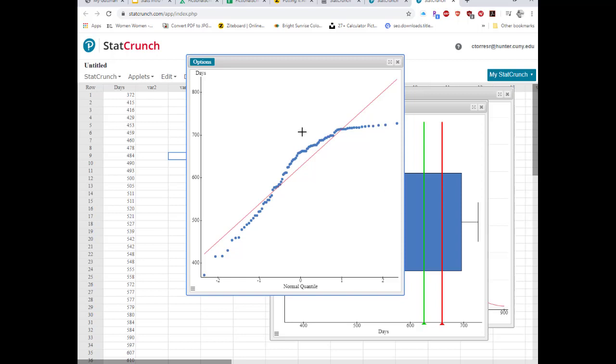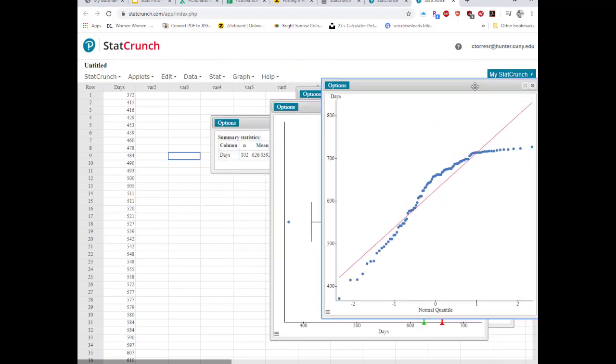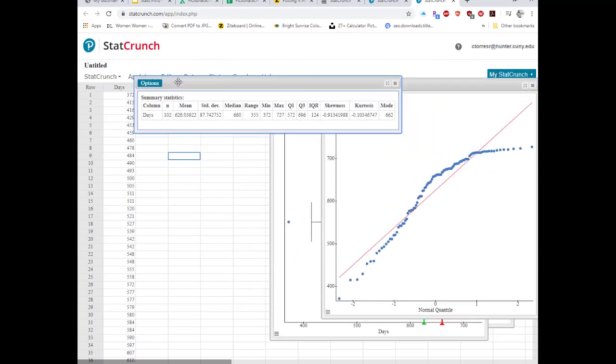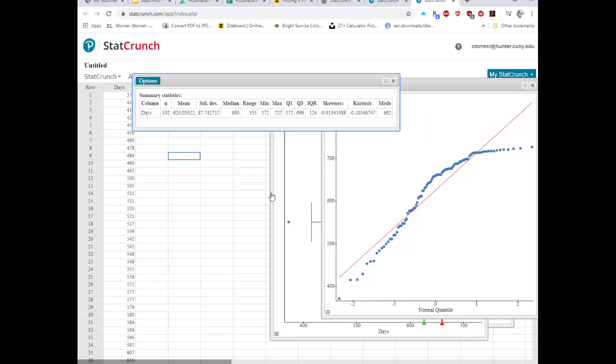Okay, so with this information, here we've got the information. The mean is 626.04, and the standard deviation is 87.74. And I'm going to go ahead and write that down.